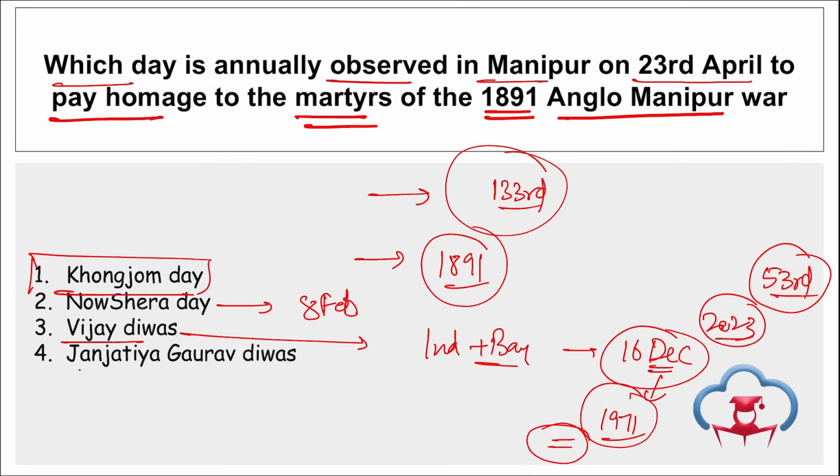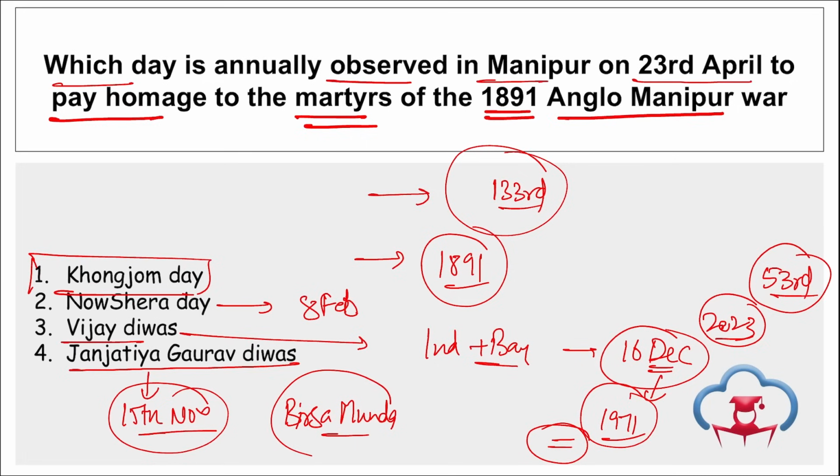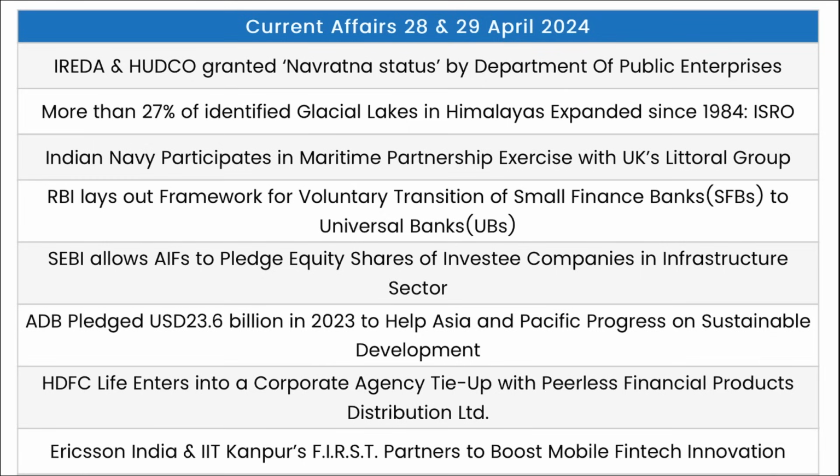And Janjatiya Gaurav Divas, if we talk about, is observed on 15th of November, to commemorate the birth anniversary of Birsa Munda. Birsa Munda, right? Take a note of this. He was an iconic freedom fighter. And 15th of November 2023 was the third observance of this Janjatiya Gaurav Divas. Take a note of this. So friends, these were your important current affairs.